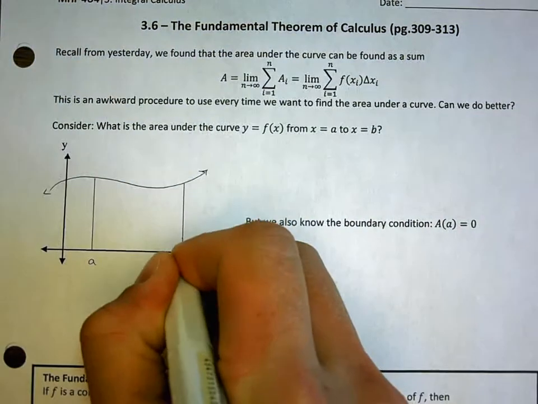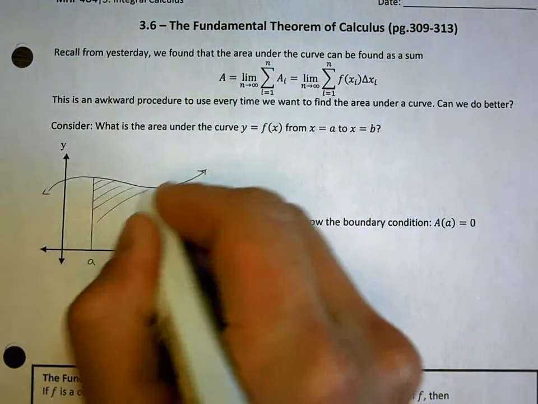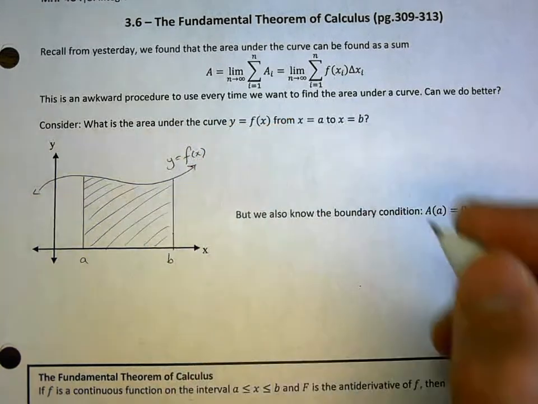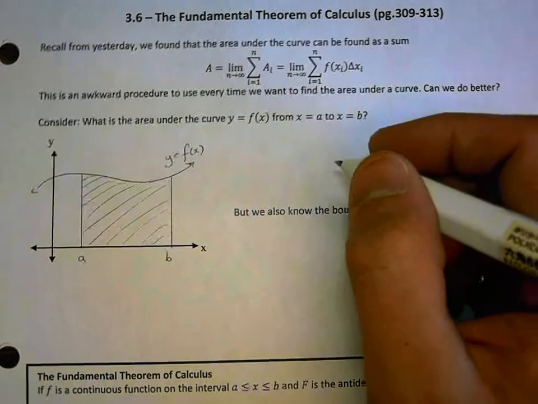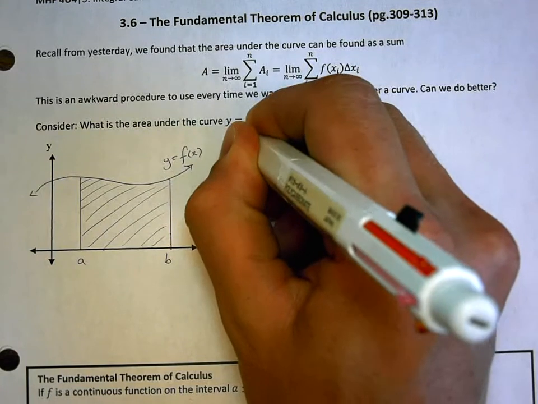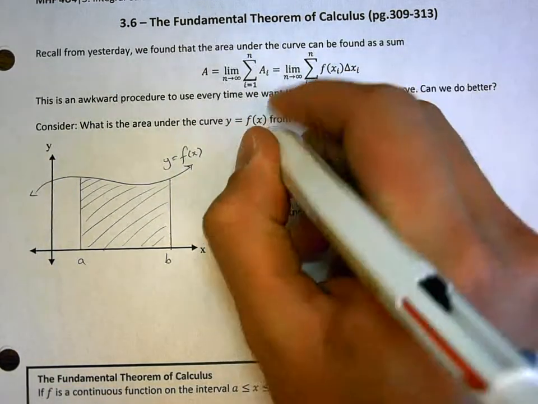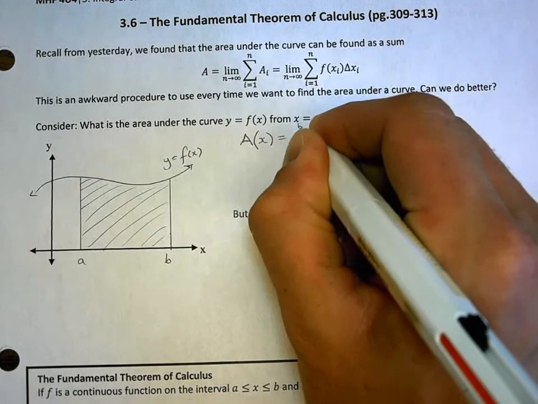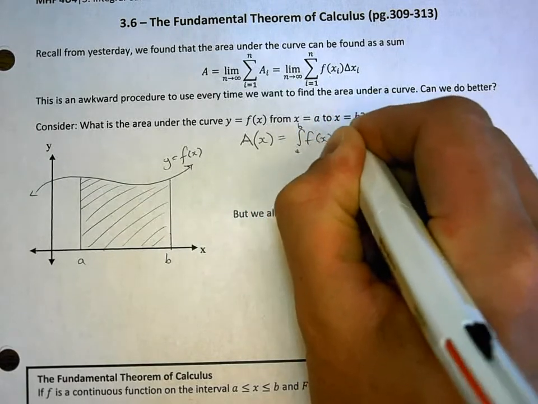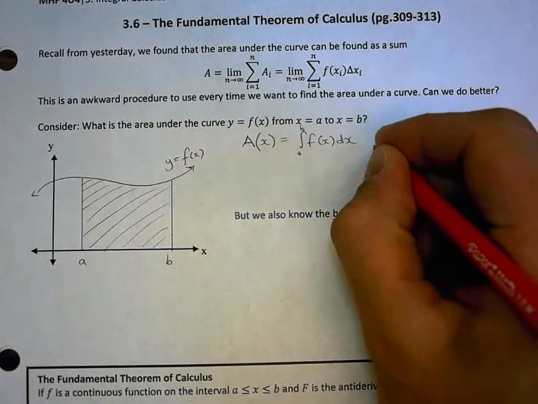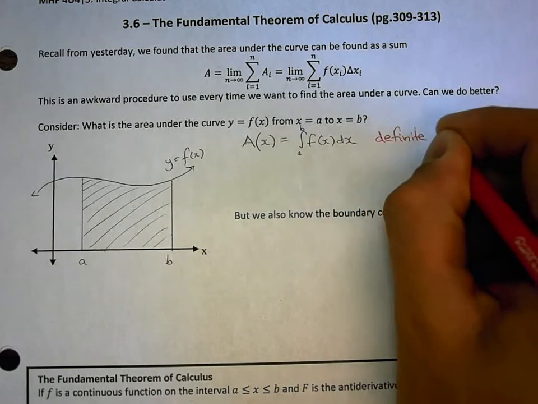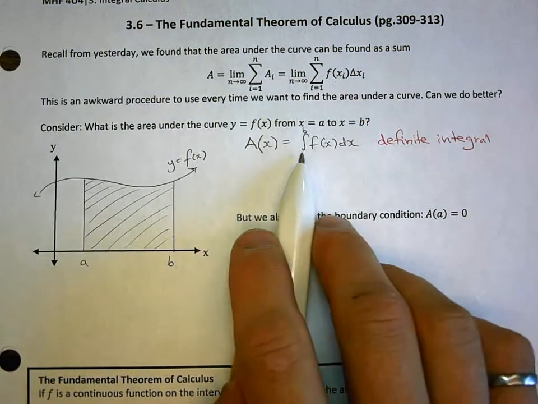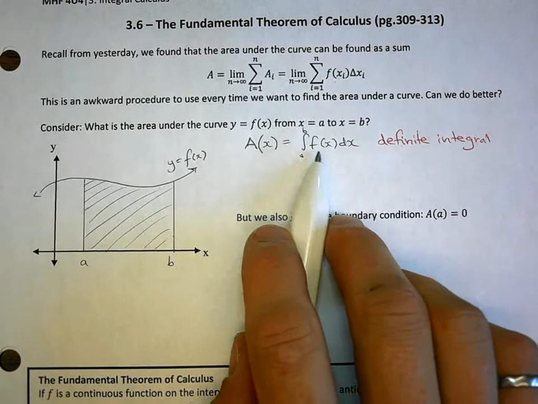Okay, so this is a, this is b, and we want to find this area, everything underneath. So that is y equals f of x. Okay, so let's write the area function. Area as a function of x is equal to the integral from a to b of f of x dx. This is called the definite integral. We learned this two lessons ago. Area is just, we can write it like this as a definite integral, a to b, and there's the function.